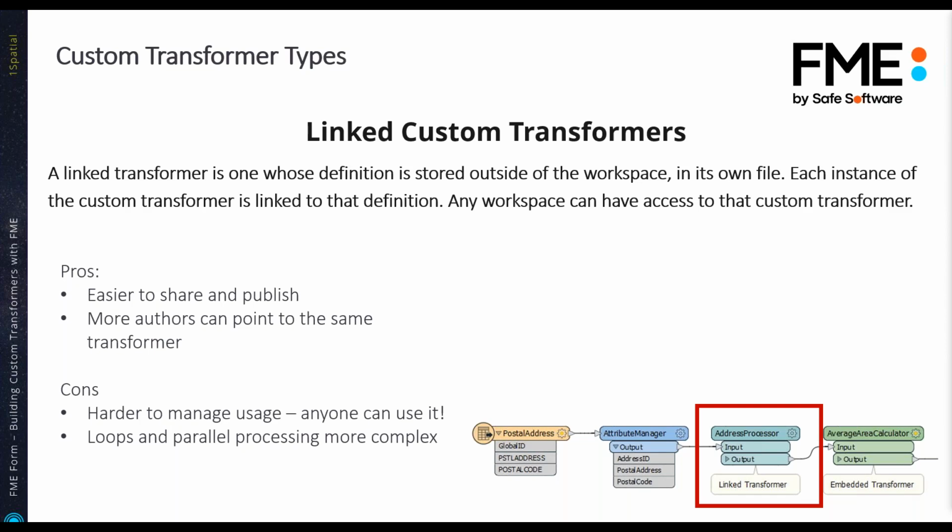More authors can point to the same transformer, so you can maintain that consistent approach when you're trying to have a consistent function. The downsides: harder to manage the usage, so anyone can use it and maybe use it right, maybe use it wrong. Loops and parallel processing are more complex because you've lost the control over how it's being used. It's quite difficult to keep loops and parallel processing as generic as possible when you don't know necessarily all of the different use cases that it's being used for.